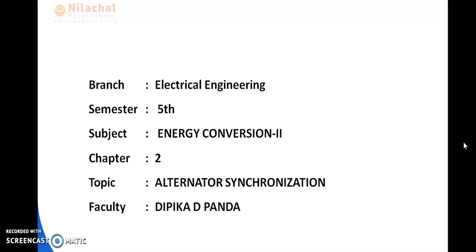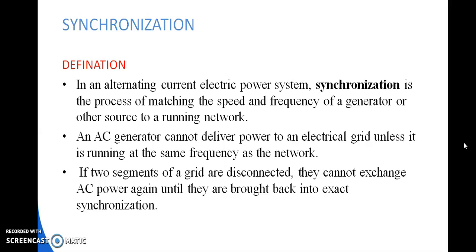We are doing chapter 2, Alternators Synchronization. So, first of all, going towards the definition. In an alternating current electric power system, synchronization is the process of matching the speed and frequency of the generator or other source to a running network.